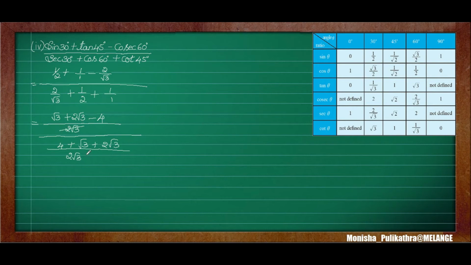Here this 2 root 3 cancels. The remaining will be root 3 plus 2 root 3 minus 4 whole divided by 4 plus root 3 plus 2 root 3. Okay. So next, here root 3 and root 3 is common. So I'll be taking root 3 common. The remaining will be 1 plus 2 minus 4 whole divided by, here 4 plus, here again root 3 is common. If you take root 3 common, the remaining will be 1 plus 2.